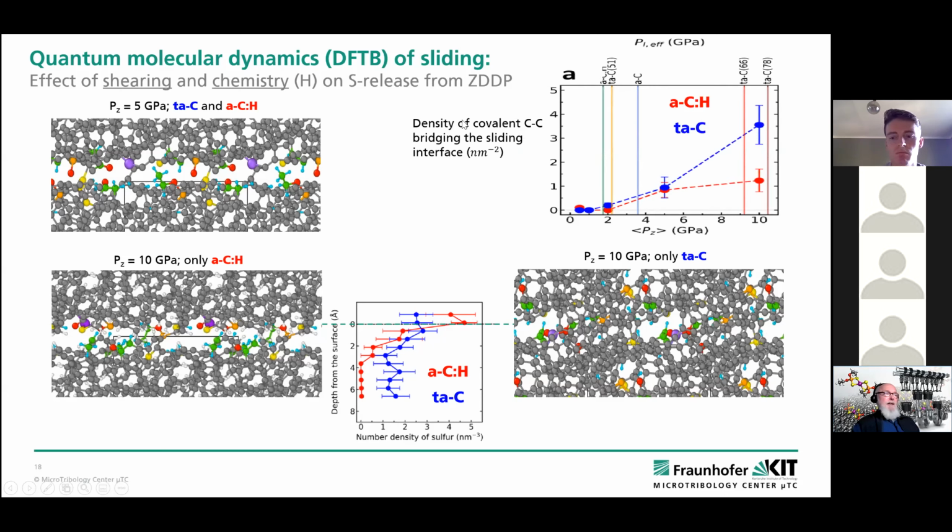We calculate the number density of covalent carbon-carbon bonds bridging this interface. Up to 5 gigapascal, there is not a big difference between the two coating types. But for 10 gigapascal, hydrogen leads to passivation, and without hydrogen you get this cold welding. So this is what we believe is the final explanation: cold welding makes this sulfur doping. So this is the little story, quite a microscopic story of wear of these material systems.